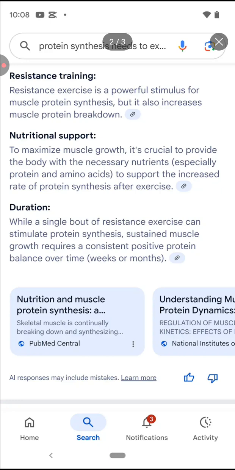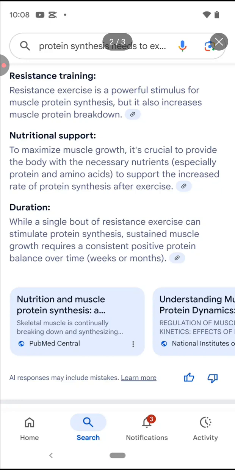It doesn't say toxins, oxalates, and all this cocoa pebbles and cereals and crap and all that junk that they feed to horses, okay? That's not for you to eat. To support the increased rate of protein synthesis after exercise, yeah.